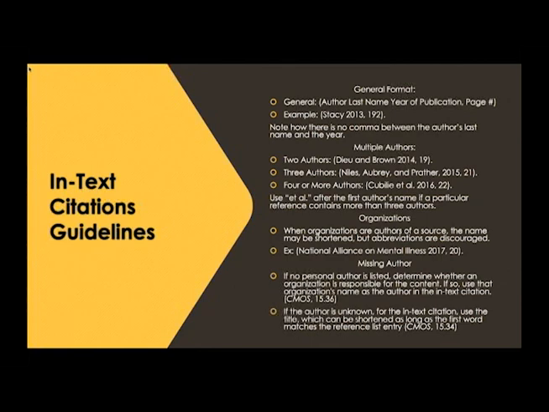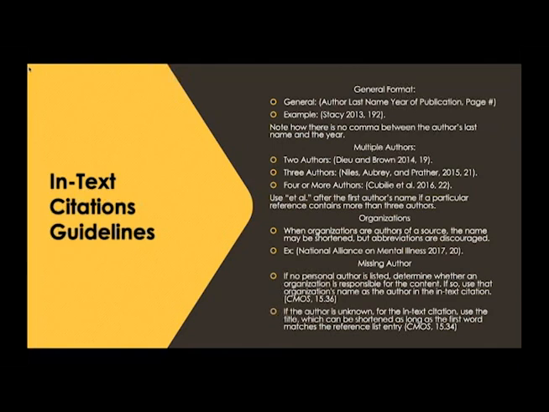When a source has multiple authors, you would cite as follows. For two authors, use the same format as the general format for one author, then separate the author's last name from the first with and. For three authors, list the authors' last names separated by a comma and then and before the last author. For four or more authors, use the last name of the author listed first, et al., the year, then the page number separated by a comma. Use et al. after the first author's name if a particular reference contains more than three authors.